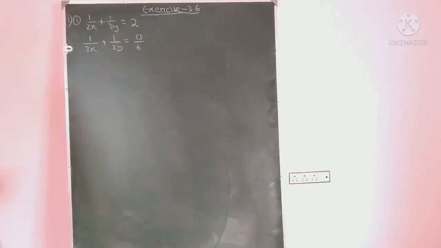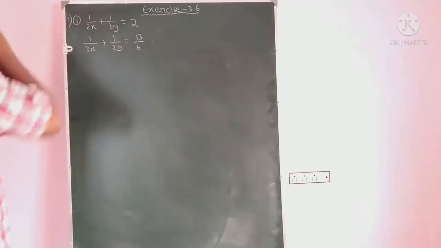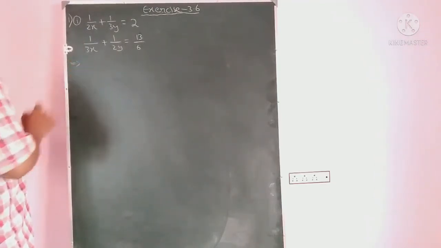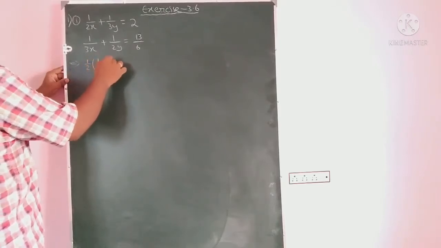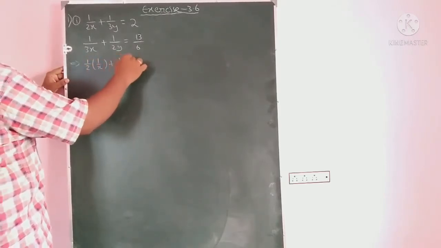Exercise 3.6, the first problem: 1 by 2x plus 1 by 3y is equal to 2, and 1 by 3x plus 1 by 2y is equal to 13 by 6. Regarding this concept, I already explained in the previous video. You can go through that video if you didn't watch it. Now, as I already said, we should separate the coefficient part and the variable part. That is the first step we need to do.